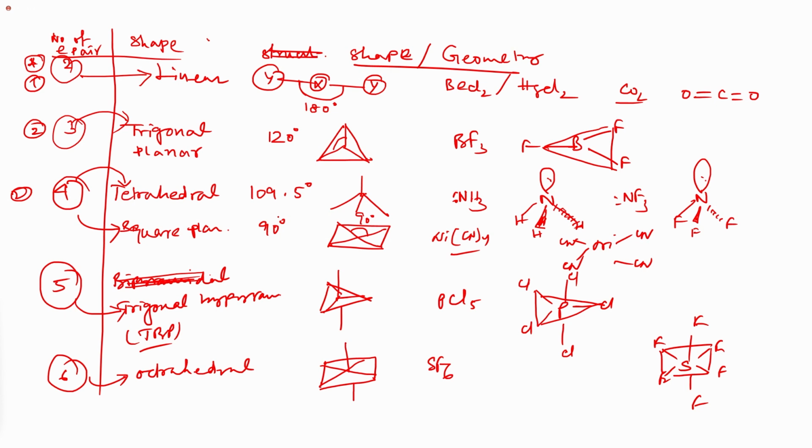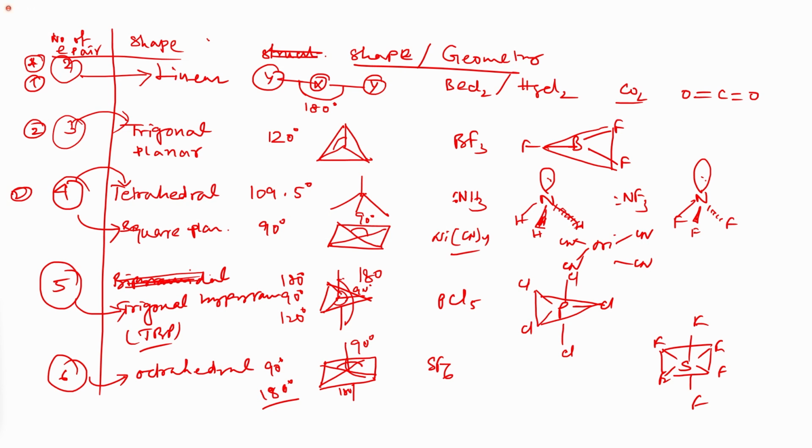And also remember the bond angles. Here the bond angle is of two types. This angle will be 180 degrees, this angle will be 90 degrees, and this angle will be 120 degrees. So various types of bond angles are there: 120, 90, 180 degrees. Again here, this is 90 degrees and this is 180 degrees. So various types of bond angles are present in the molecules.